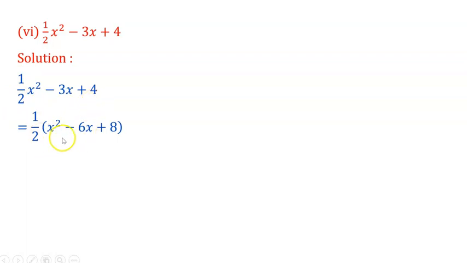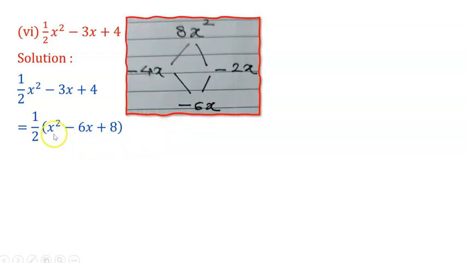Therefore, now we'll factorize this x² − 6x + 8. The product of the first term and the last term, x² into 8, is 8x². The middle term is −6x. Now find two numbers whose sum is −6x and whose product is 8x². Therefore, the required numbers are −4x and −2x. So again, −6x is replaced by −4x − 2x. The remaining terms are as they are, that is x² and +8. Keep them as they are.